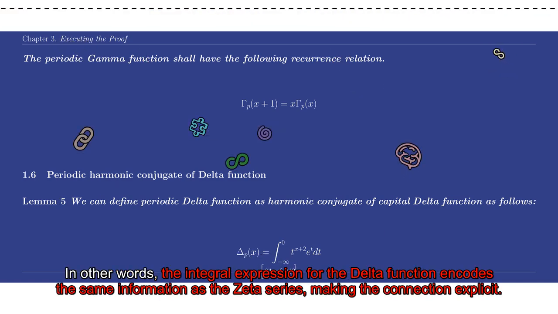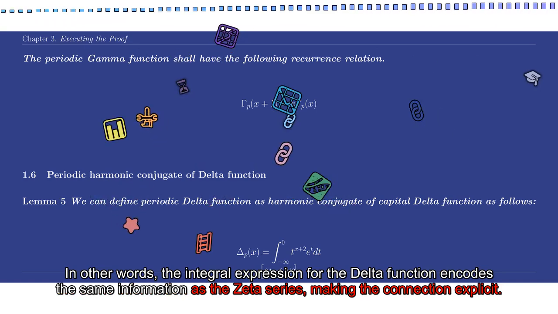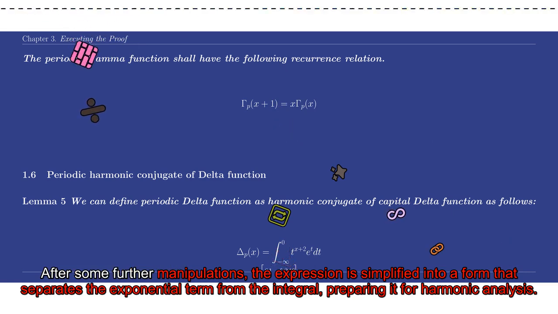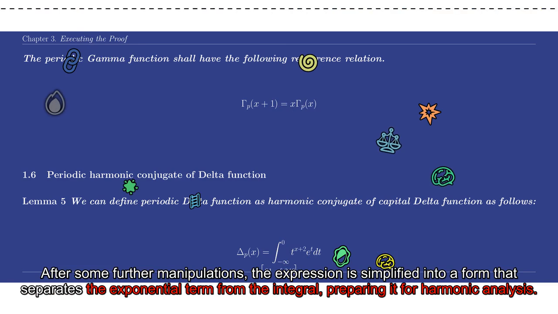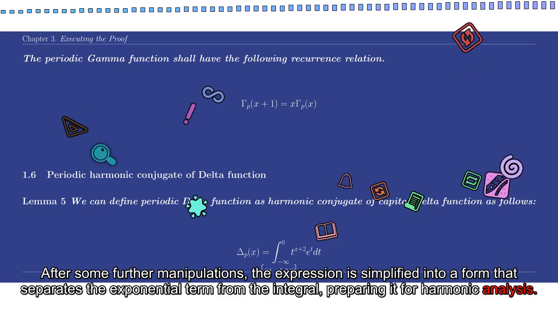In other words, the integral expression for the delta function encodes the same information as the zeta series, making the connection explicit. After some further manipulations, the expression is simplified into a form that separates the exponential term from the integral, preparing it for harmonic analysis.